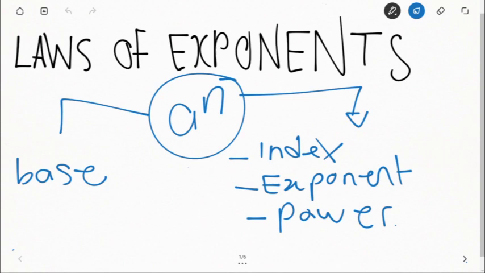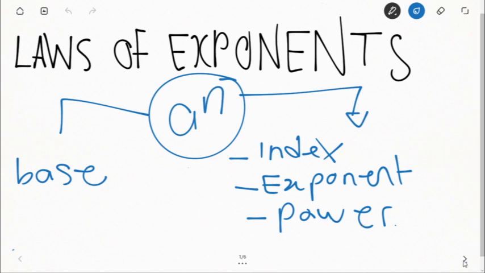exponents. Now, what is an exponent? An exponent is anything that can be written in the form of a to the power of n, where a is the base of an exponent, and then n can either be called an index, exponent, or a power.